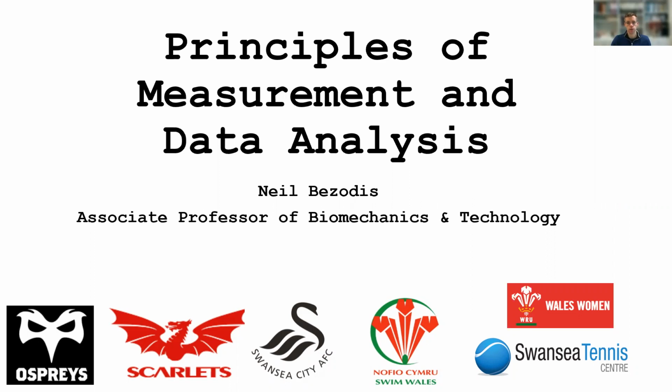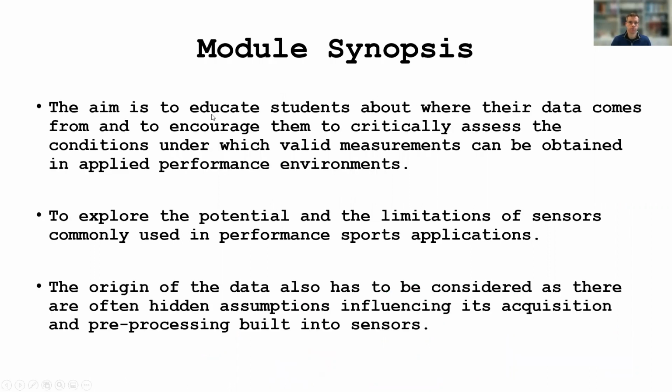And I'm just going to give you a very brief overview of one of the other modules on our new MSc programme, which is called Principles of Measurement and Data Analysis. So in this module, our aim is to provide a very rounded education around data and where it comes from, to encourage students to critically assess how valid measurement can be obtained in applied sports performance environments, because there's so much data out there now, so many tools and systems for measuring. We really want to enhance students' ability to critique and appraise the data that they're able to obtain.